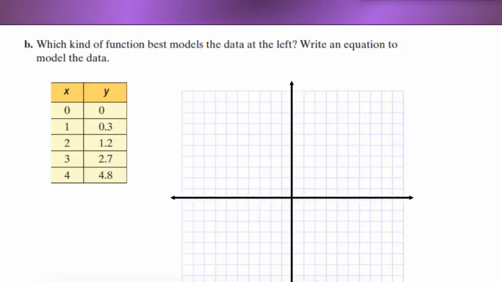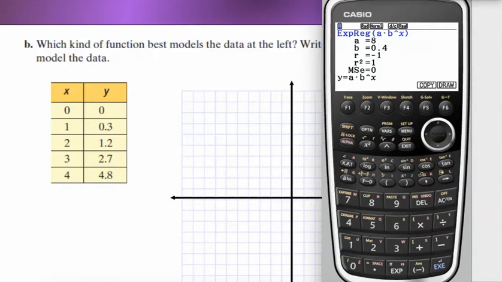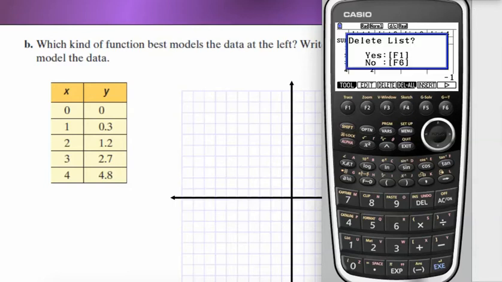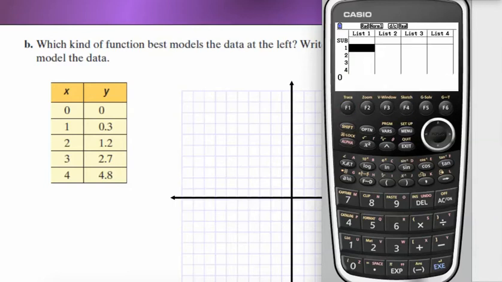Okay, in this next video, we're going to do this again. We're going to find the function that best models the data at the left, but this time we're going to use our calculators entirely. So I'm going to go back over to my graphing calculator. I am going to hit exit until I can delete my data. So I'm going to practice deleting my data. If you need to press pause, go ahead and do that.